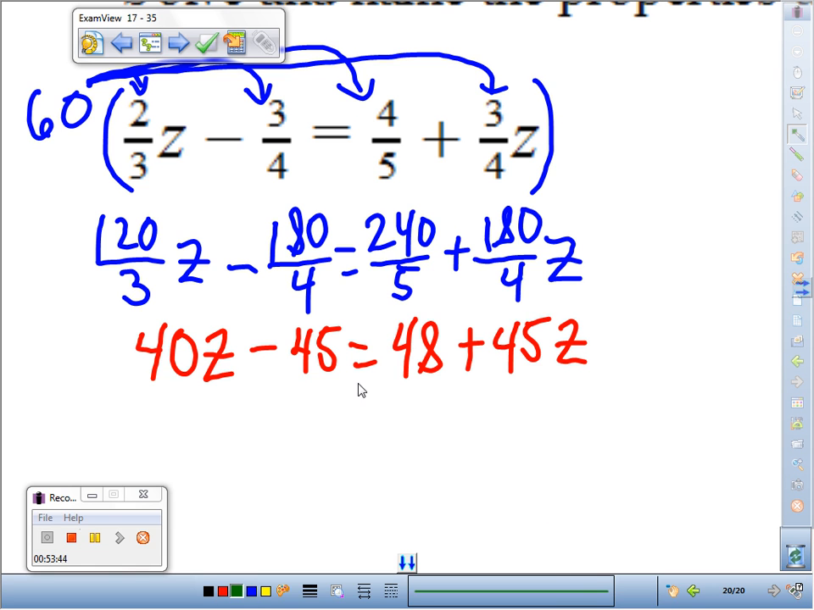Alright? Do we know what to do from there? Get all variables to one side. What is my smallest variable? 40. So we subtract 40Z to each side.